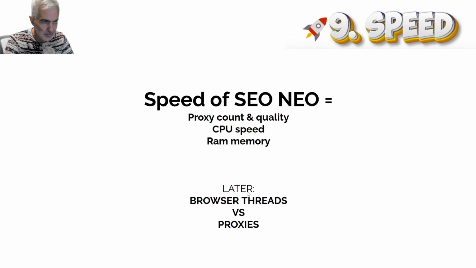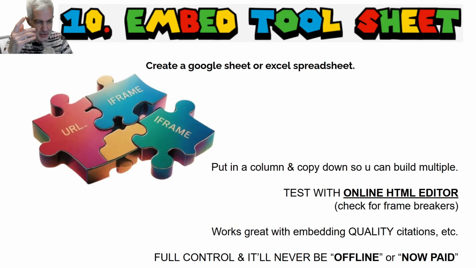It's that simple. The speed of SEO NEO comes down to the proxy count and quality, CPU speed, and RAM memory. Later, you want to adjust the browser threads and proxies, and we go over that. But that is, if you're looking to up your game and throw more power at SEO NEO, that's how you do it.